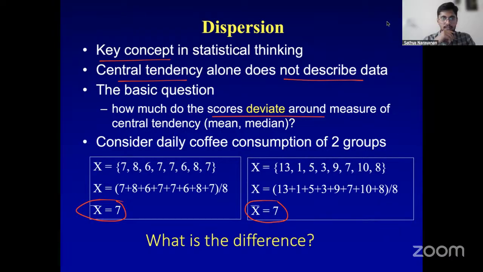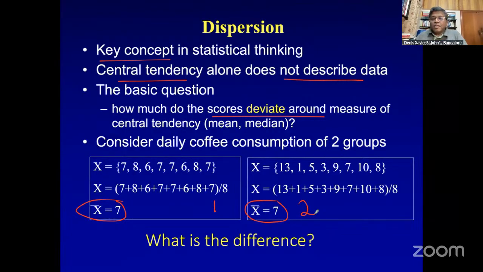Yes, sir. Let us assume this is 1 and this is 2. So 2 is having more variation, like 1 and 1 is also there, 13 is also there. So what? The mean is the same, no? Both groups are the same? No, sir, there is a deviation.